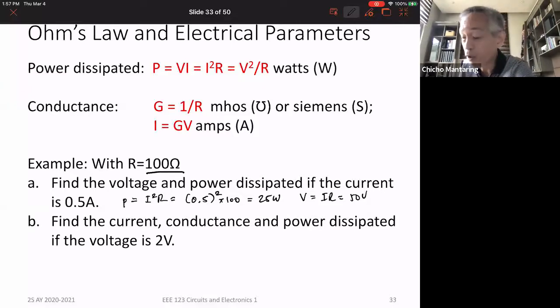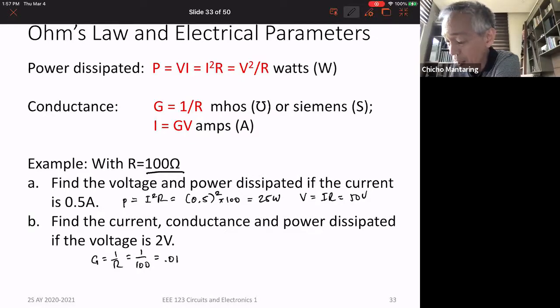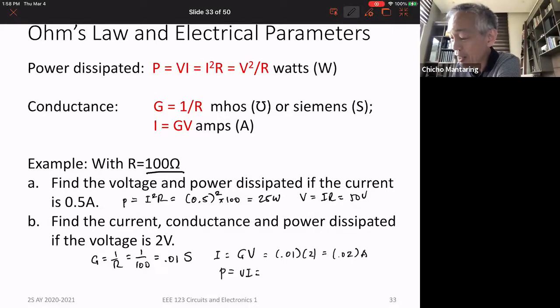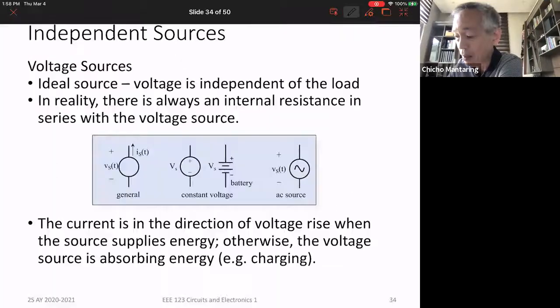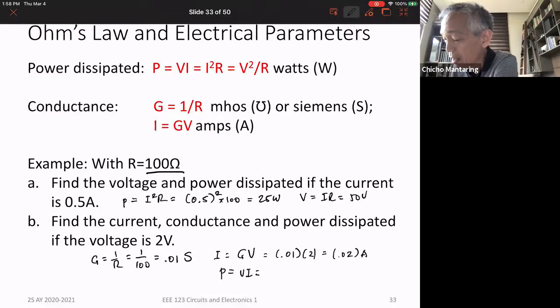Find the current, conductance, and power if the voltage is 2 volts. First of all, what is conductance? Your conductance G is equal to 1 over R. So this is 1 over 100, which is 0.01 siemens, or 0.01 mho. I is equal to GV. My voltage is 2 volts, so this is 0.01 times 2, so I get 0.02 amperes. And then P is just VI, so P is equal to 2 times 0.02, which is 0.04 watts or 40 milliwatts.